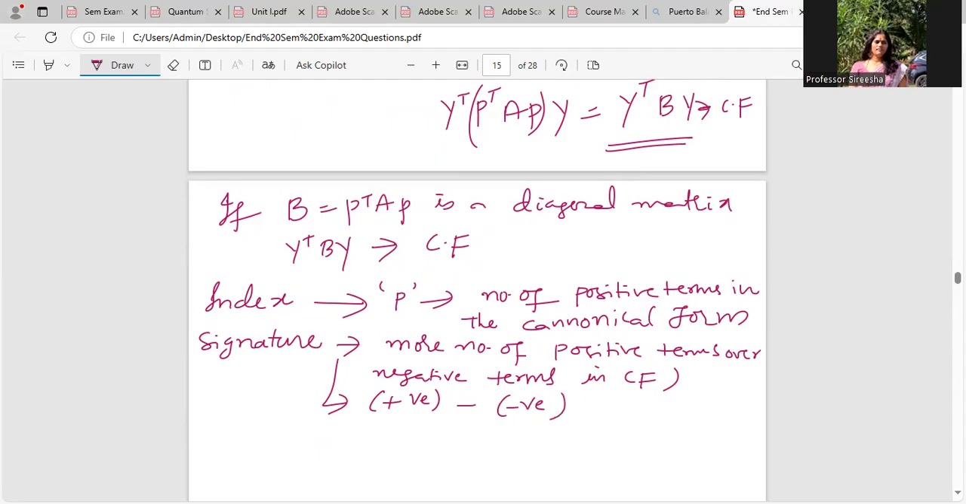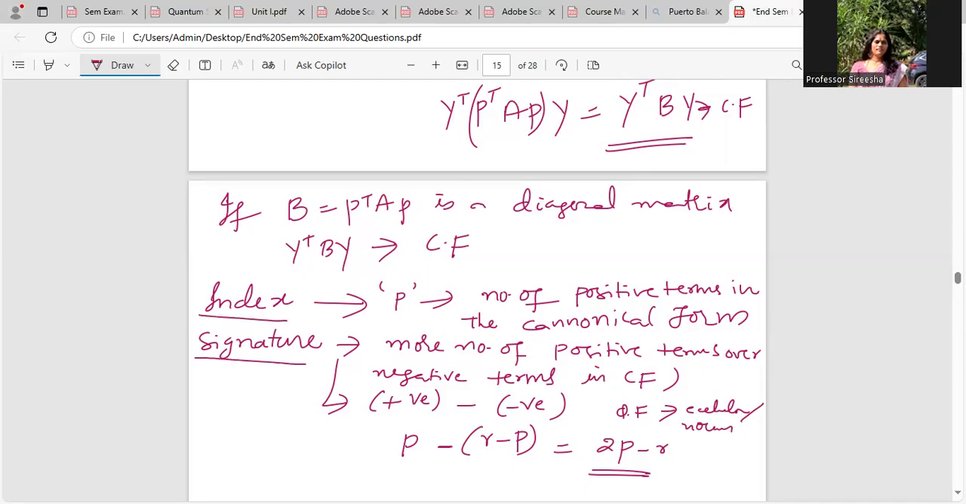Right? Now see, if I have p number of positive terms, now I'll be reducing the quadratic form or the canonical form to echelon form or normal form. So I'll know the rank, right? So rank minus positive terms would give me negative terms. So what I will have is 2p minus r, which would be called signature. Of course, this is at a next level.